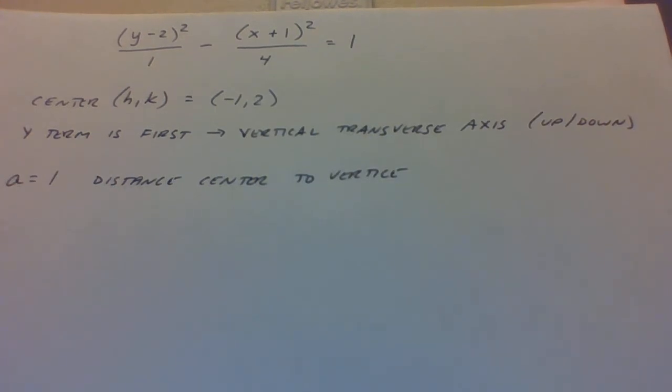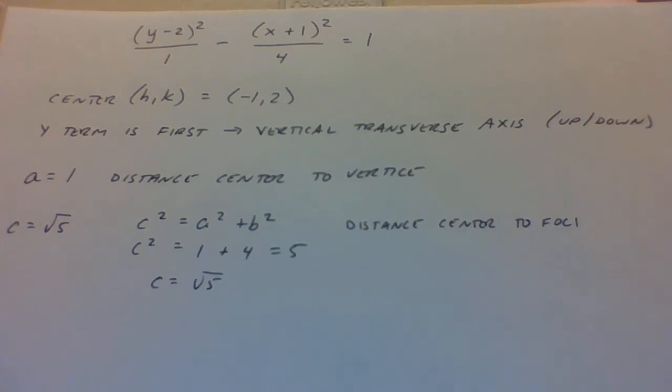Our a value is 1, so we're going to have a distance of 1 unit from the center out to one of our vertices. Keep in mind your center is the point negative 1, 2, and to get to one of your vertices, you're going to be counting up and down 1 unit to get to those vertices.